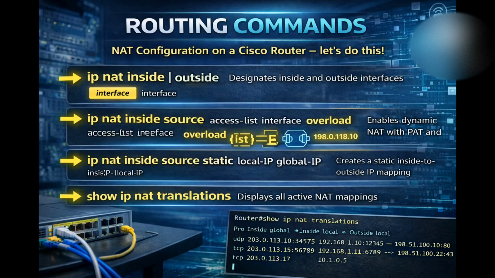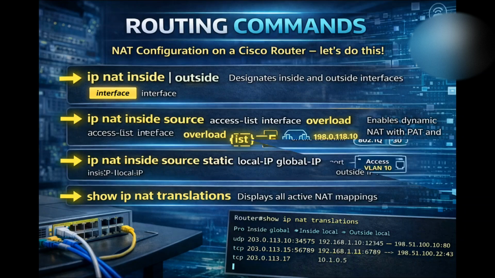And finally, use show ip nat translations. This lets you verify all active NAT mappings in real time. That's how you configure and verify NAT on a Cisco router. Powerful and essential for real-world networking.